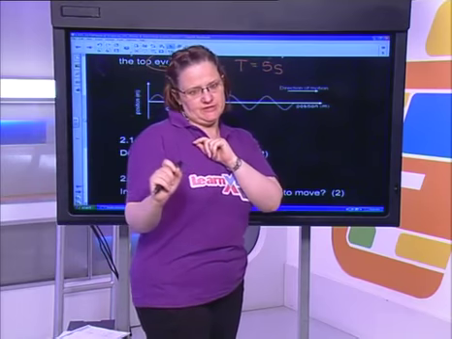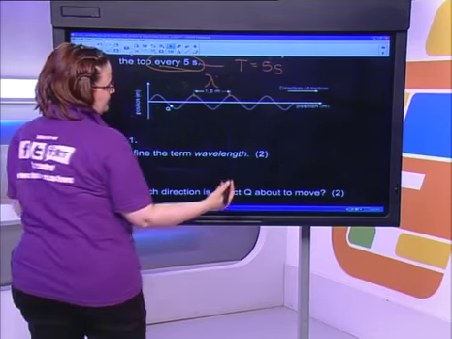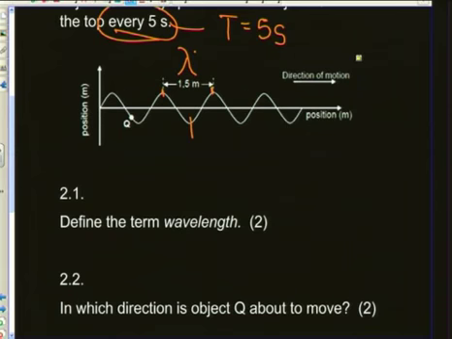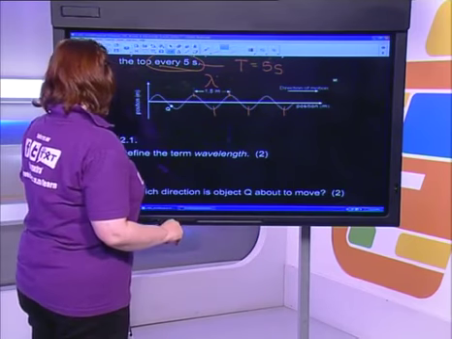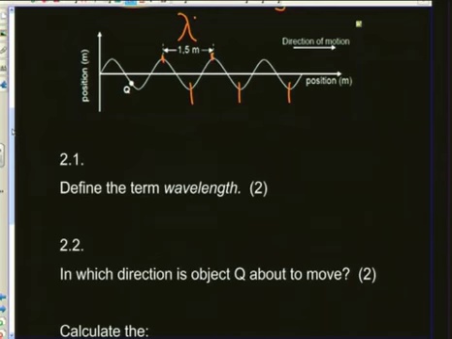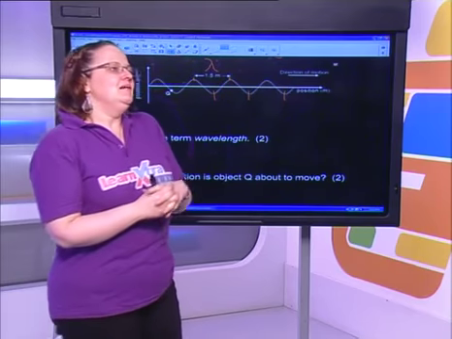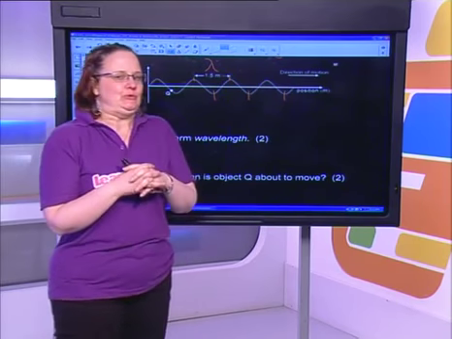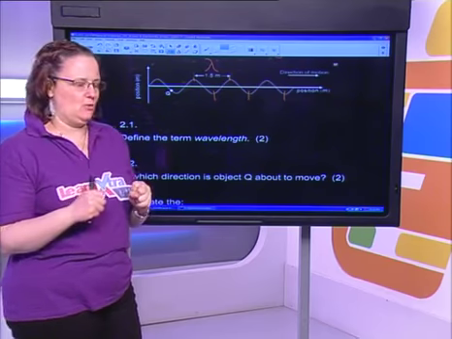You have to have the word consecutive in there, grade 10s, because I can't just say two points in phase, because I could mean between that trough and that trough. Now, they're not consecutive. It must be one after the other. Very, very important. Now, in which direction is object Q about to move? Now we start to really see if you understand how waves work.